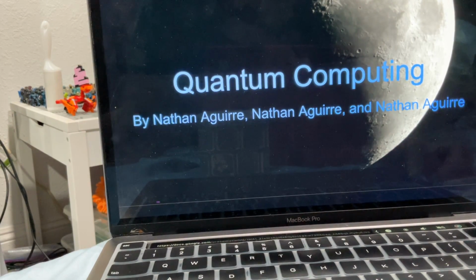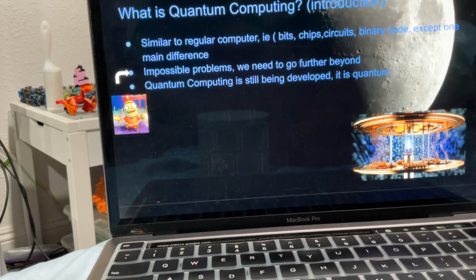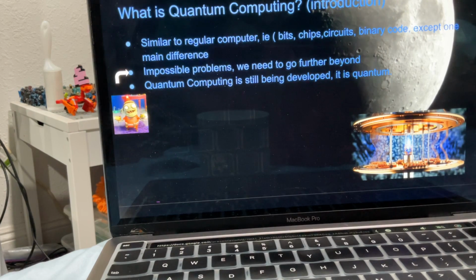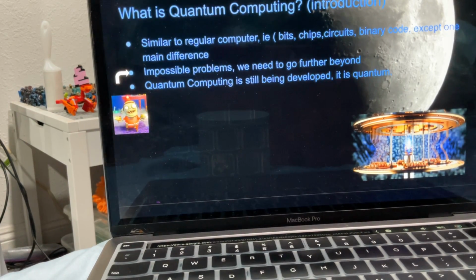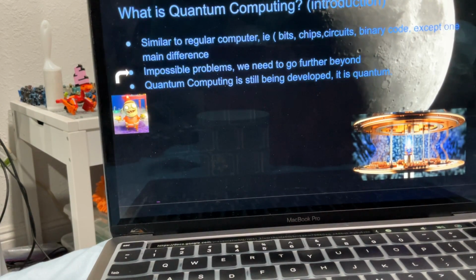Anyways, let's get started. So, what is quantum computing? Quantum computers are similar to regular computers in the way that they are built. They still use bits, chips, and circuits, and they use binary code, except for one main difference, which I will get to later in more detail. It is a pretty big difference on binary, where you expect the ones and zeros to be there and not there.